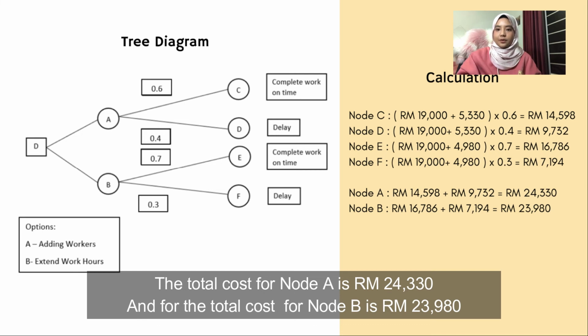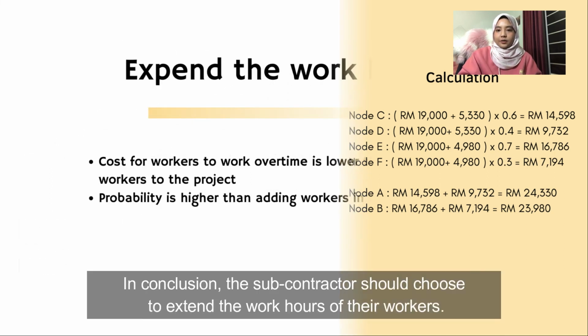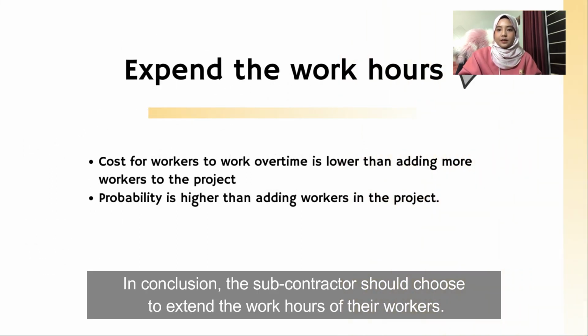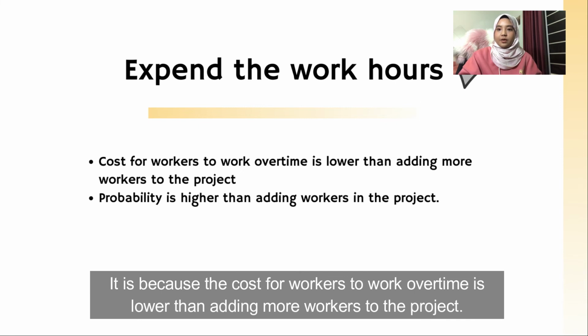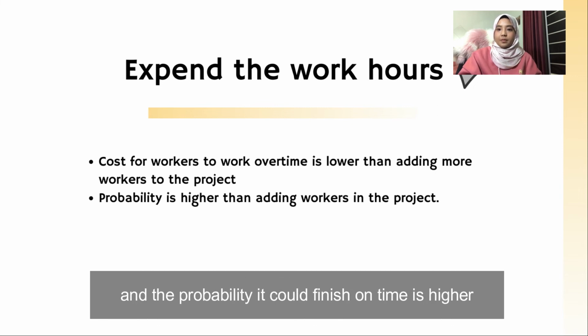The total cost for note A is 24,330 ringgit. And the total cost for note B is 23,980 ringgit. In conclusion, the subcontractor should choose to extend the work hours of their workers. It is because the cost for workers to work overtime is lower than adding more workers to the project, and the probability it could finish on time is higher.